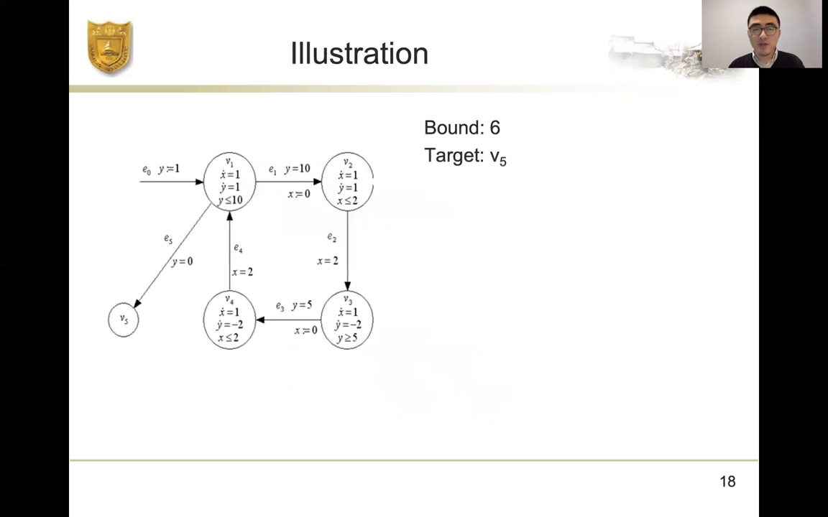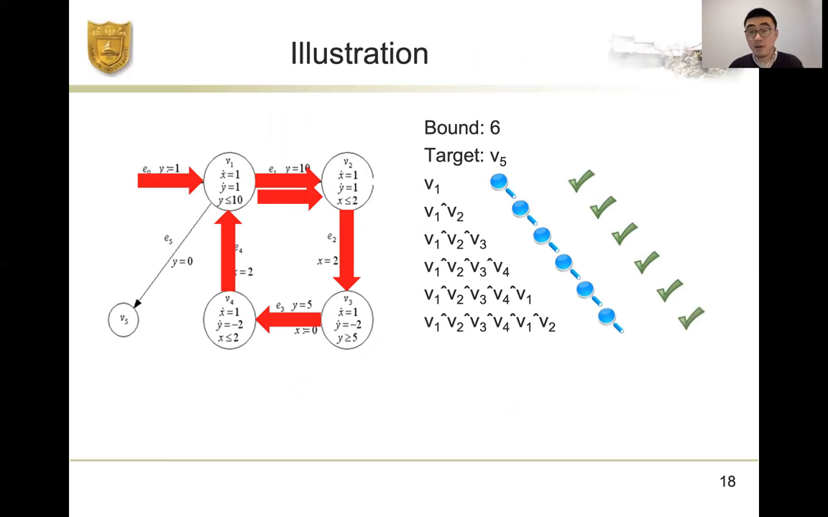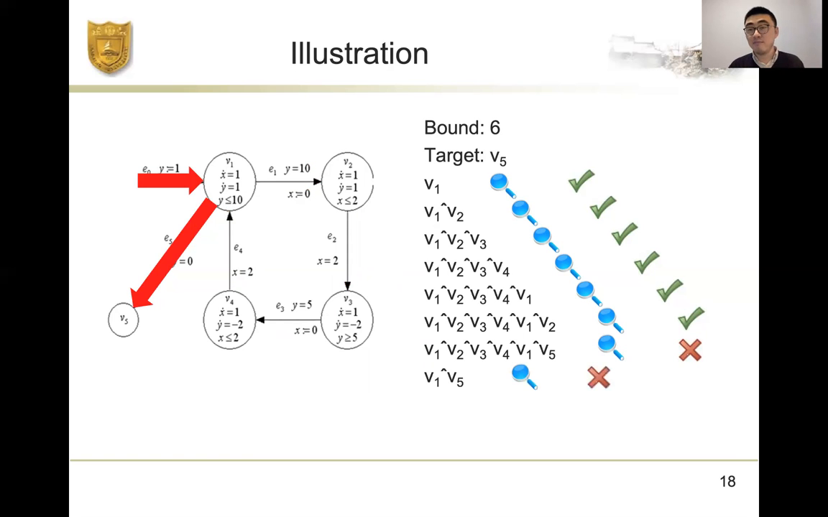And here's an illustration. For example, we check V5 in bound 6. We go from V1, yes, 1, 2, yes, 1, 2, 3, 4, 1 again, and 2. And here it touches the bound 6, so we backtrack. We find another one, which is 1, 2, 3, 4, 1, and then 5. We find no, then we backtrack again. Then we have only one path left, 1, 5, and the result is no. So it means the target V5 is not reachable in the given bound.